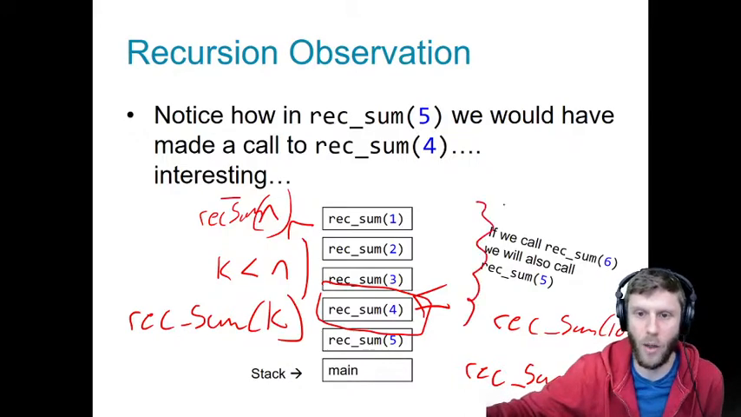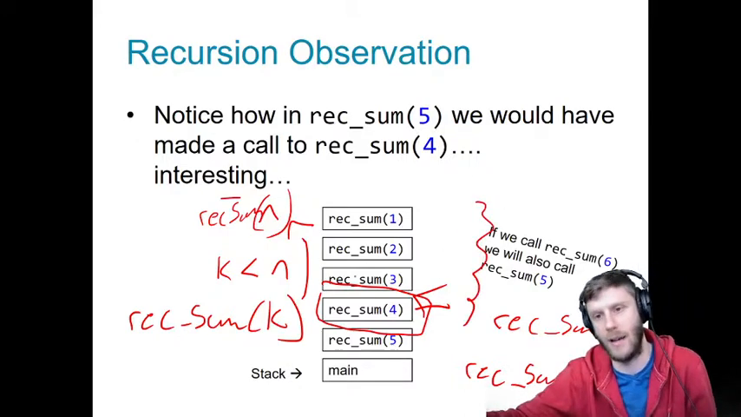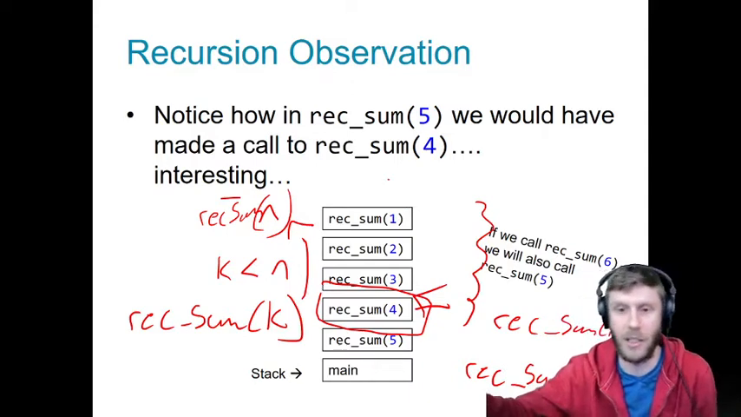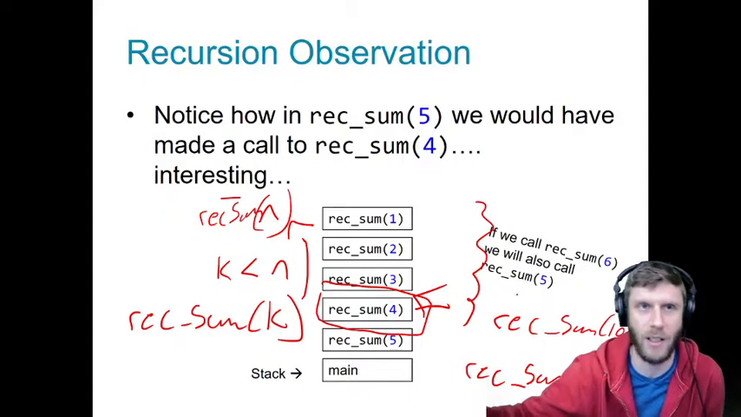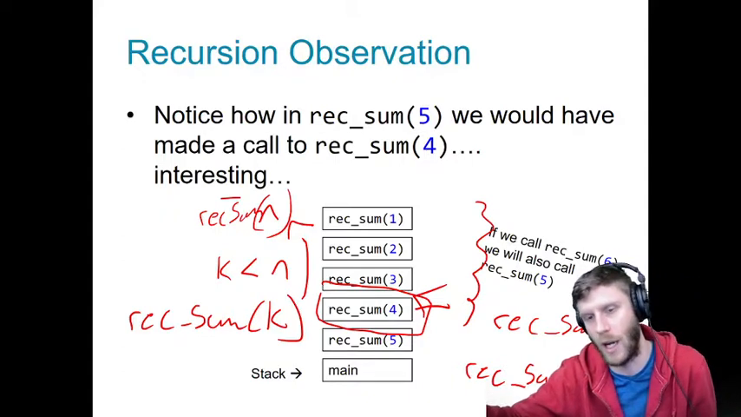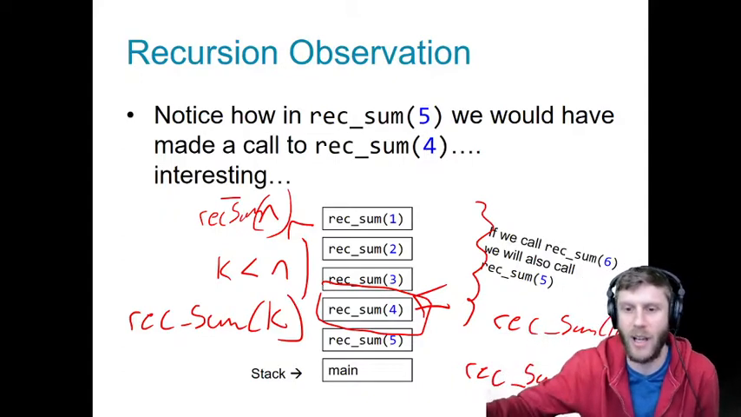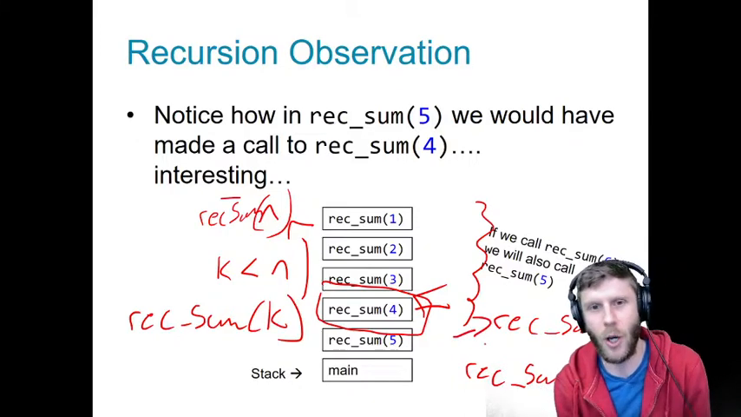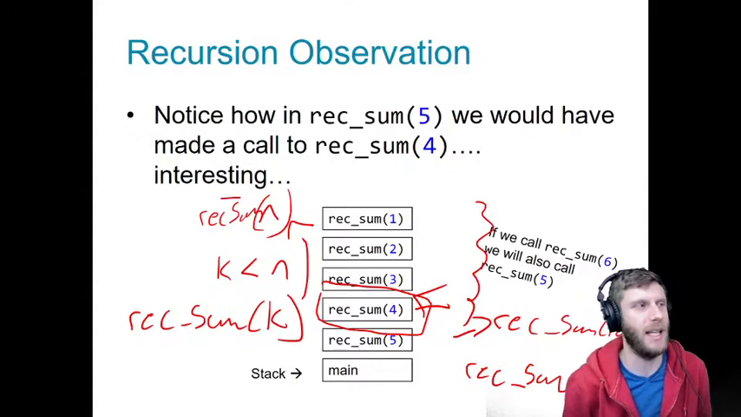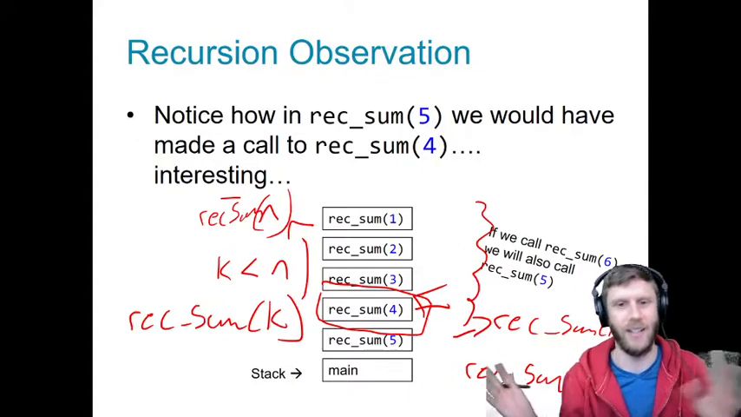I'd have to go all the way and calculate rec sum 9 and 8 and 7 and 6 and 5, 4, 3, 2, 1. But then when I call rec sum 5, I'm going to calculate rec sum 5, rec sum 4, rec sum 3, rec sum 2, rec sum 1. All of which I had actually already computed up here, which is neat, right? So recursive things tend to be like Russian nesting dolls, you know?